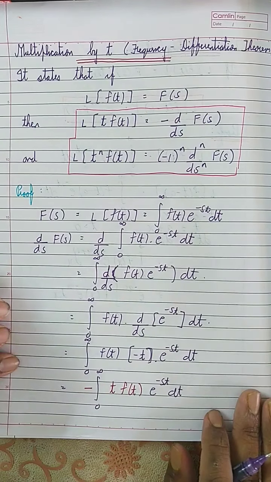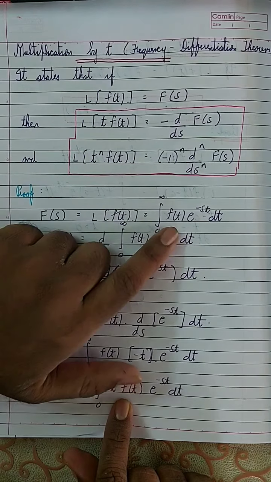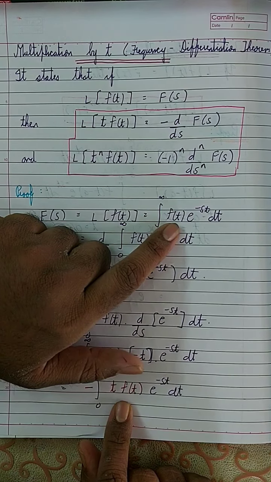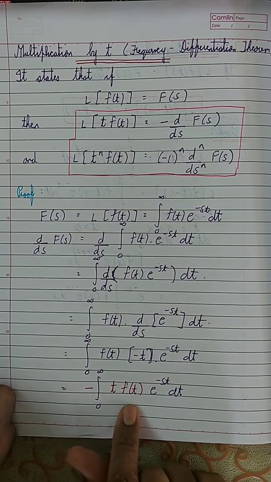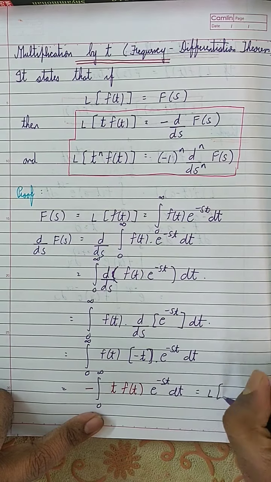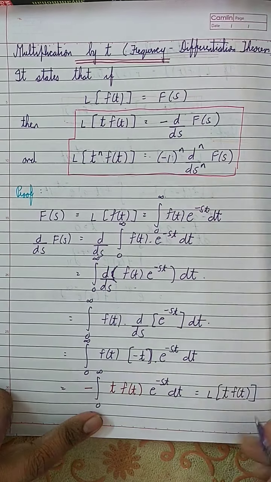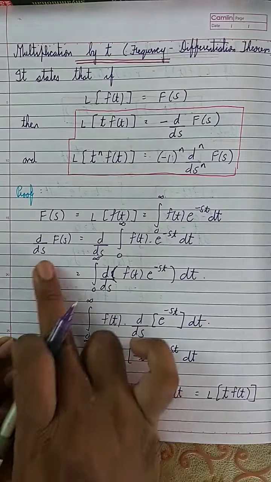Now I need you to compare this equation with this equation. See, this is the Laplace transform of f of t. So if this is the Laplace transform of f of t, then this is nothing but the Laplace transform of t f of t, right? This is how we derive the equation.